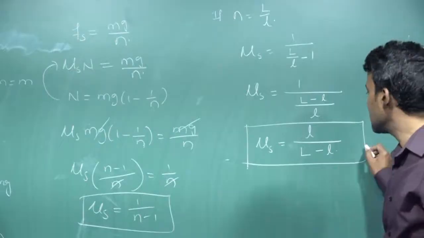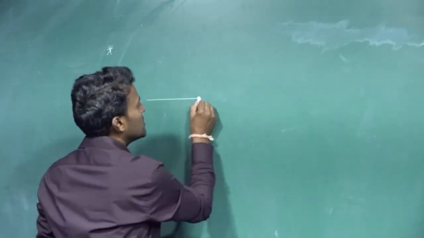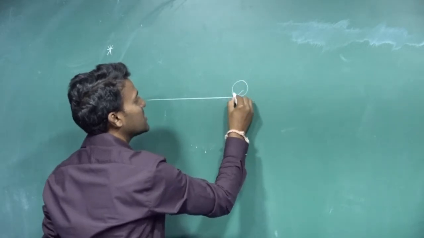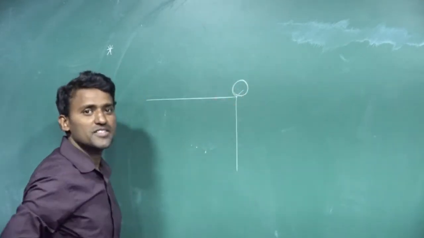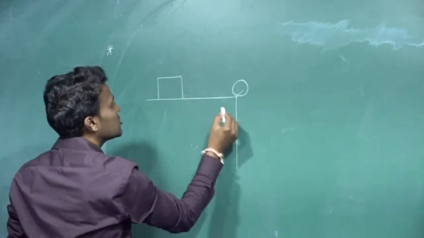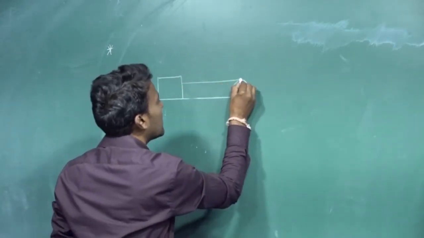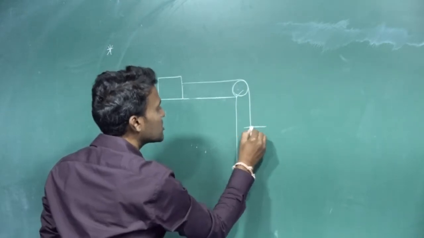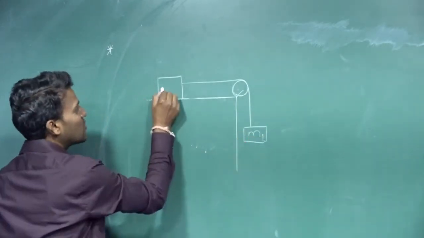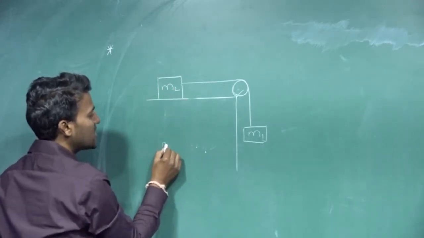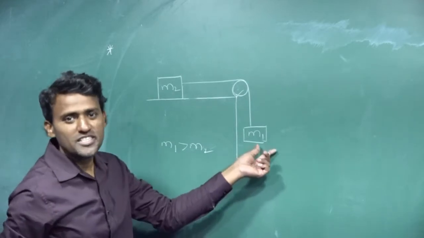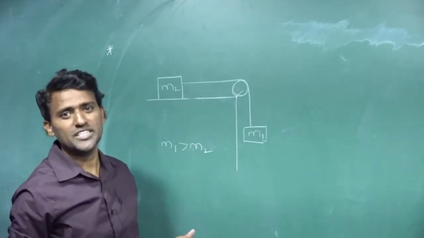Now again, we are discussing the connecting bodies. It is a frictionless pulley. I am taking two bodies connected by a string, and the string is passing over the frictionless pulley. One has mass m1 and the other has mass m2. We are taking m1 is greater than m2. The mass of the first object is greater than the mass of the second object, isn't it?